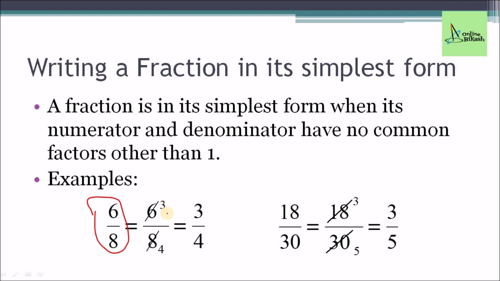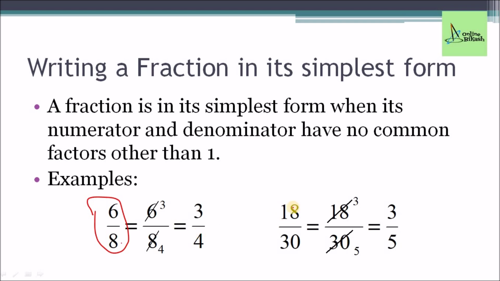And similarly with the same number you have to divide this 8. So 2 4s are 8, so the answer is 4. So 3 by 4 is the simplest form of this 6 by 8 fraction. 3 by 4, now you cannot further cancel it out. If you can further cancel, then you have to proceed.